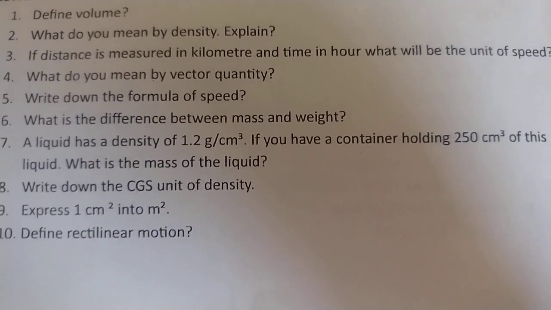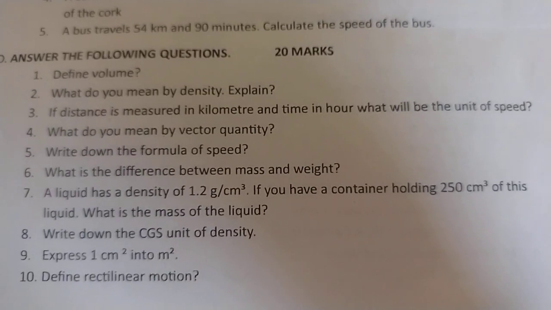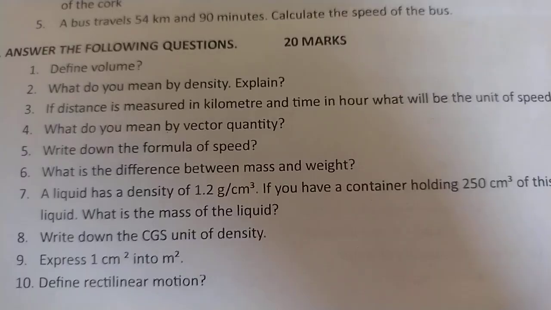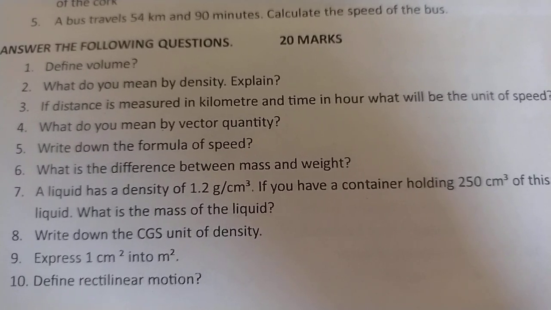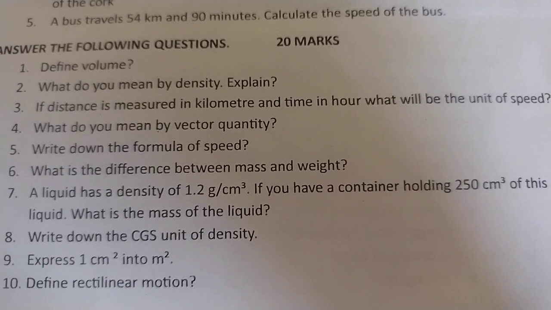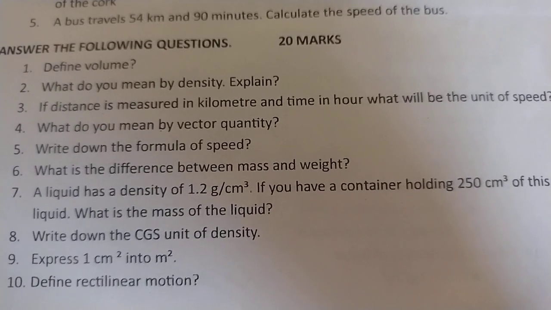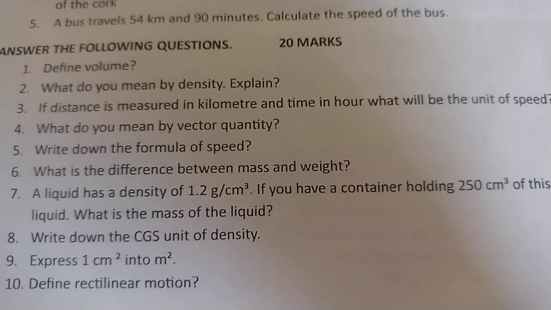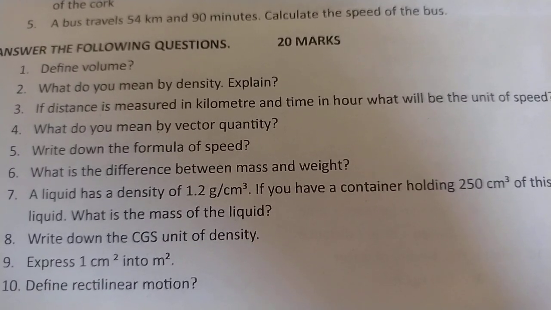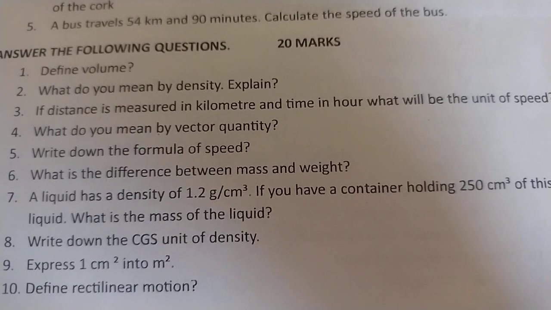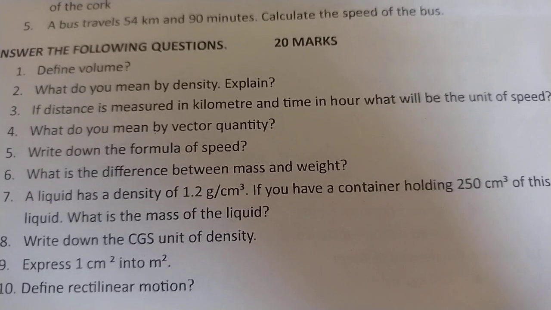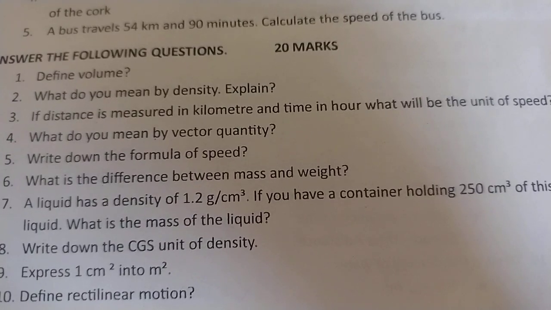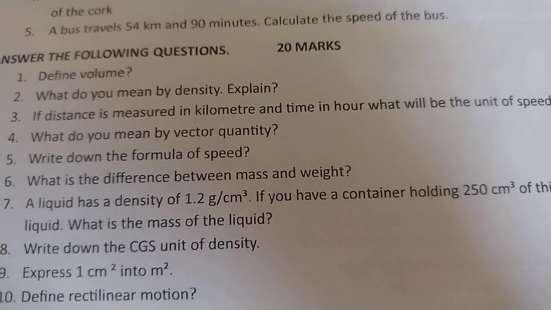Then we'll move to question number 6. That is, what is the difference between mass and weight? Simply we can write it down. The first difference is the SI unit. The SI unit of mass is kilogram and the SI unit of weight is Newton. Or we can also write the definition for the difference. Mass is the amount of matter which is present in a substance, and weight is how much gravitational pull is acting on 1 kg of mass. That is your weight.